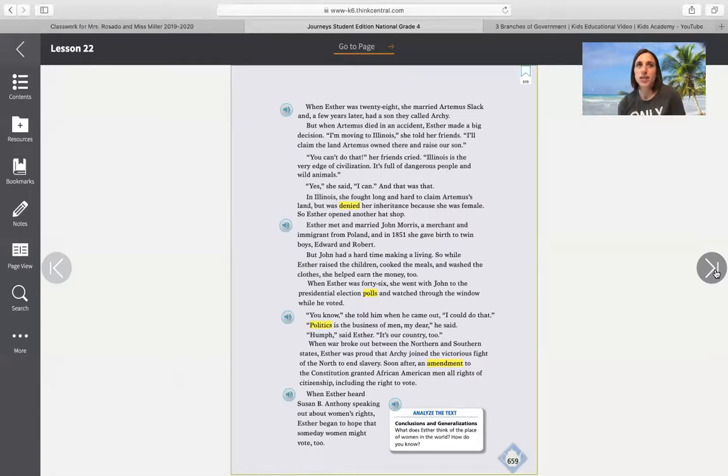So again, I just want to keep talking about how every time Esther is told, no, you can't do that, she does it anyway. She doesn't let anyone deter her from what she wants to do. So she is very determined.